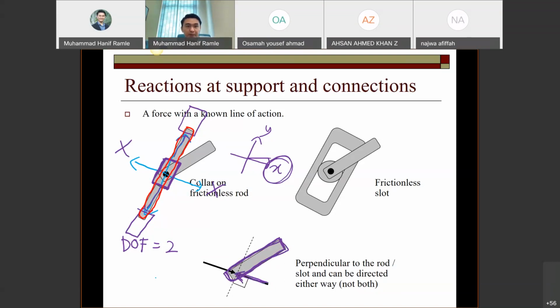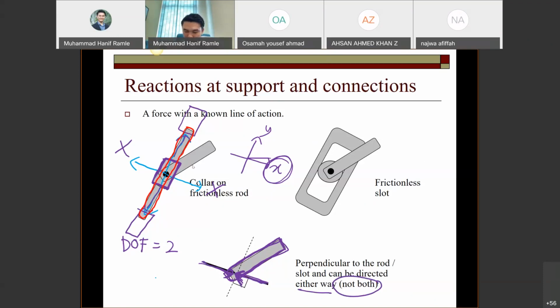Bear in mind that this one is a closed system, where the touching surface is on two sides. So you can only consider one direction, either one. You cannot put two directions like this. You only have to put one single direction either way, not both, because if you put both, you cancel each other.